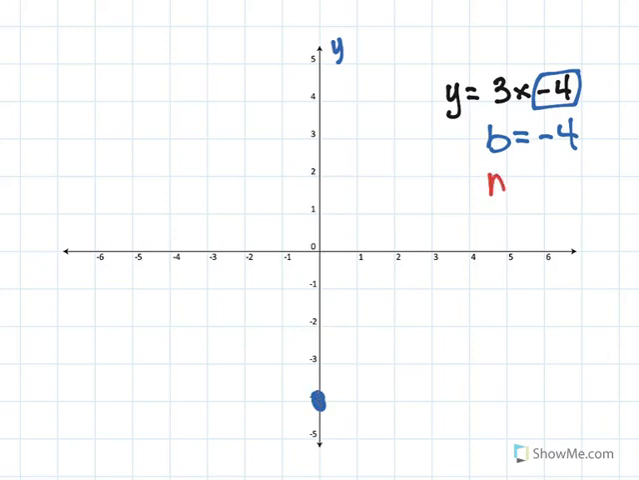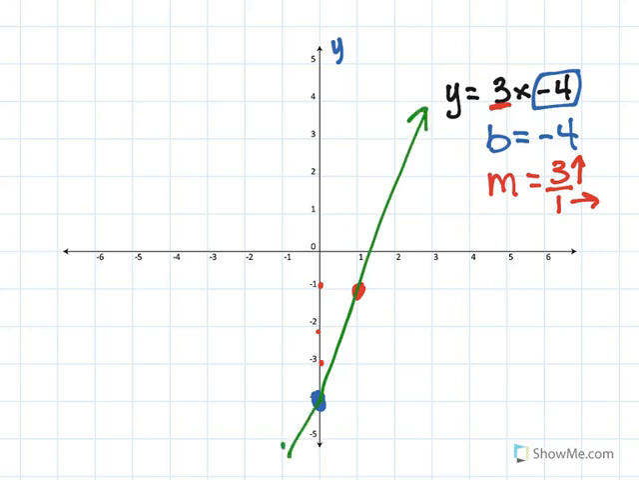Now we can find the slope. The slope is what's in front of x, so 3. I'm going to change it to a fraction by putting 1 underneath it. That way I can rise and run. So I'm going to rise because it's positive, and then run across. Always run to the right. So I'm going to go up 1, 2, 3, and across 1. At this point you can connect them together, and you have your graph. So the b is where you start, you begin. The m is how you find the second point.